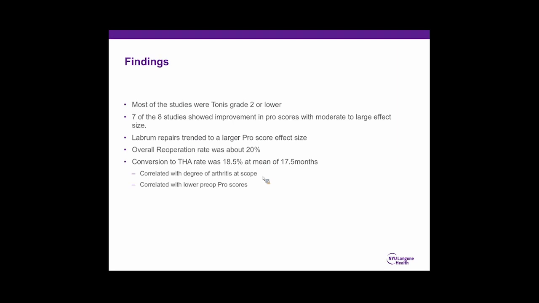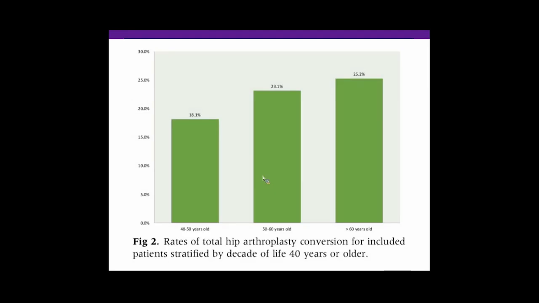The overall reoperation rate was about 20%, and if you compare that to a younger cohort, less than 35 years old, let's say, where the typical literature has quoted reoperation rates of around 5 to 8%, so definitely a higher reop rate, and conversion to total hip was about 18.5% at a mean of about a year and a half. The conversion to total hip was really correlated with the degree of the arthritis during the arthroscopy, and correlated with, interestingly enough, lower preoperative PRO scores.